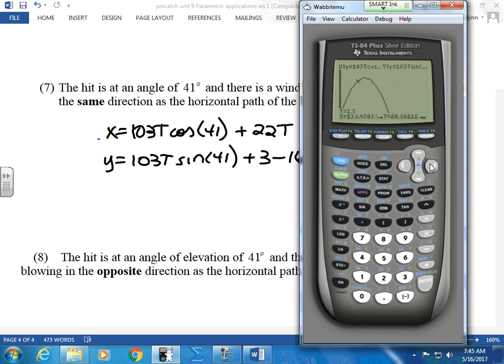300 feet. So we want to look for a horizontal distance of 300. Now look where I am already. Here's 250. I hit the ground already. Did I hit a home run?